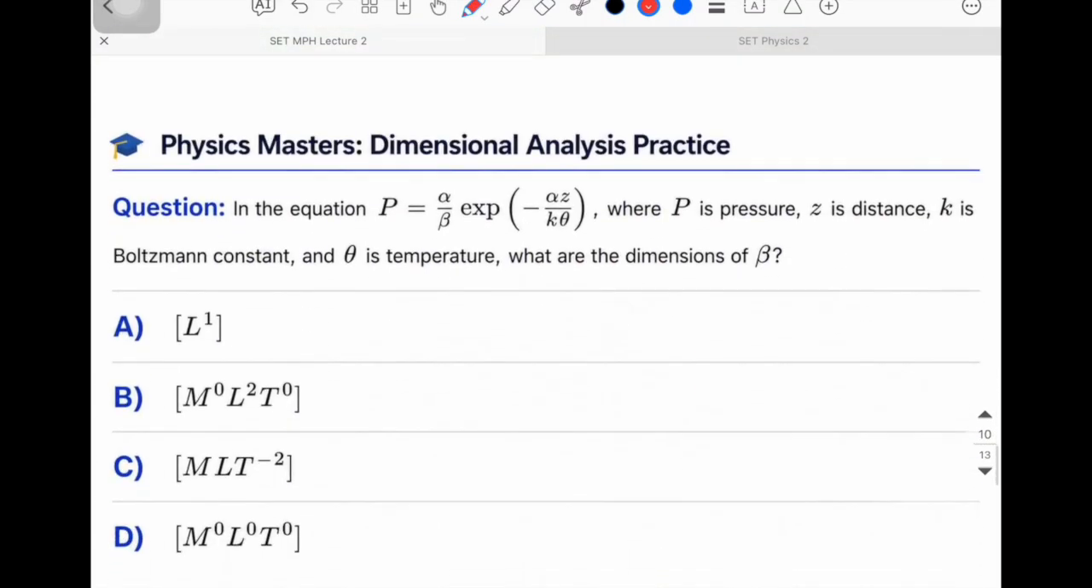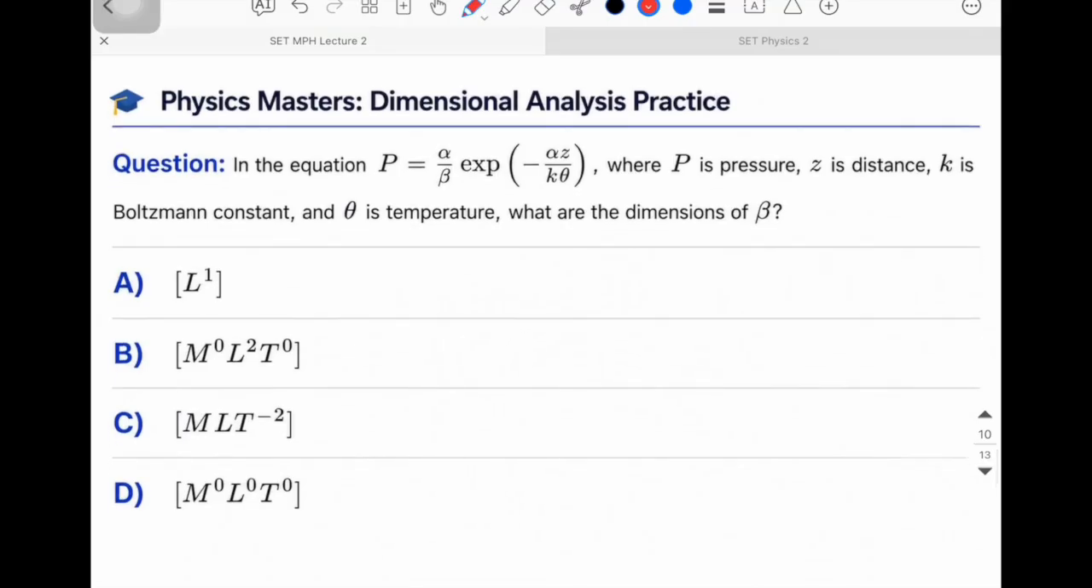Okay, another very important question. In this equation, P equal to alpha by beta exponential minus alpha z by k theta, where P is pressure, z is distance, k is Boltzmann constant, and theta is temperature. What is the dimension of beta? We have to find the beta dimension.